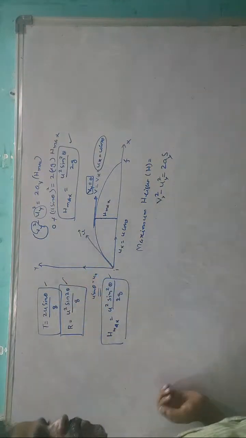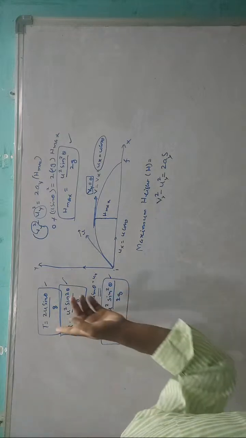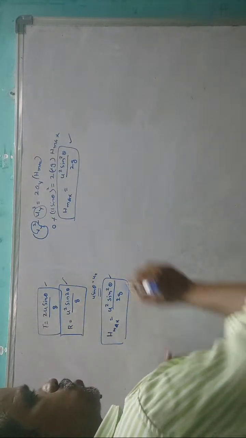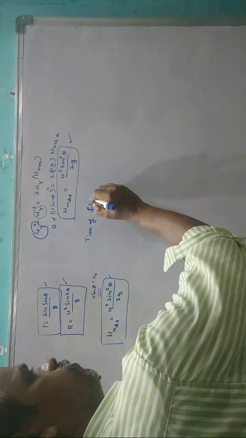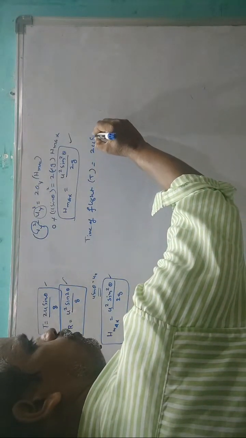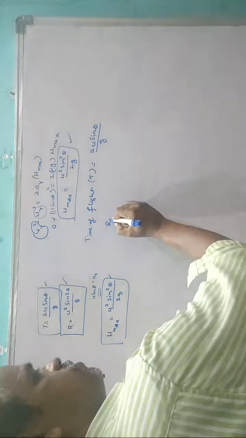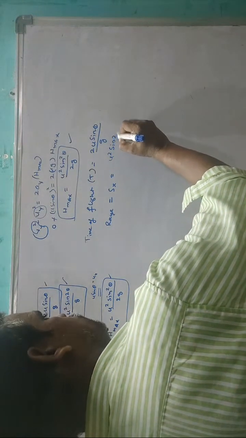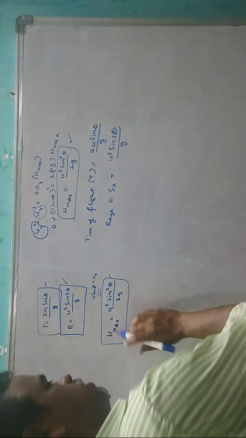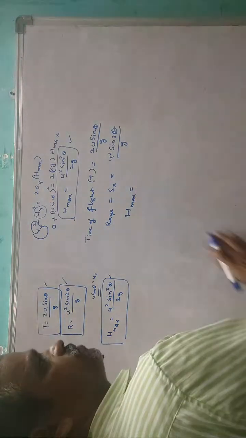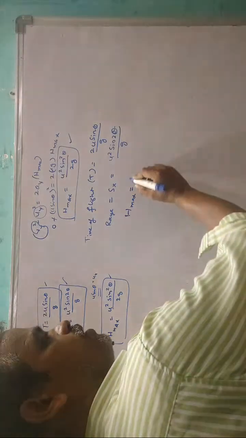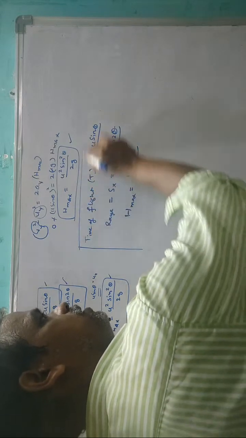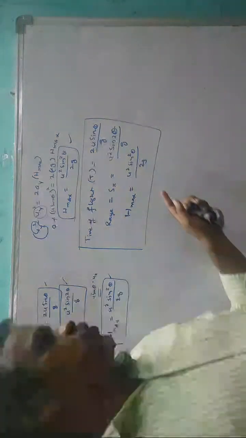So these three equations I calculated today. First, what I calculated was the time of flight, that is capital T, equal to 2u sin theta by g. Range is nothing but Sx, the displacement along the x-axis, u square sin 2 theta by g. Next, h max is nothing but the maximum displacement along the vertical, equal to u square sin square theta by 2g. So these three formulas I derived. These are very useful formulas.